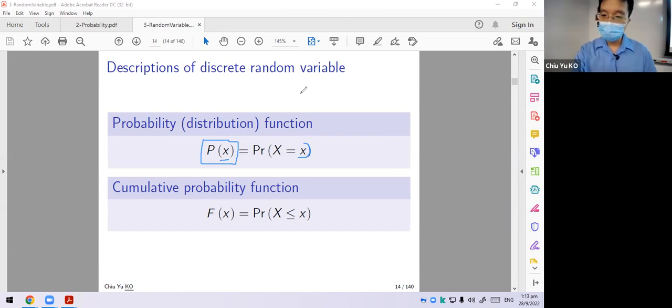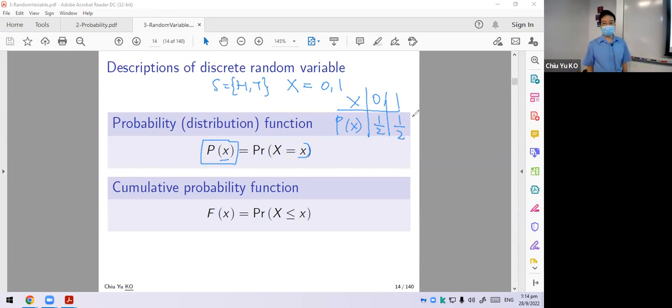In the case of tossing a coin once, we get head or tail. Remember, that is the sample space. And we say the number of tails is either 0 or 1. When we draw this, X is 0 or 1. What this function f of x is telling you is: f of 0, the probability that X equals 0, is 1/2, and for X equals 1 it is 1/2. That is what P of x is.